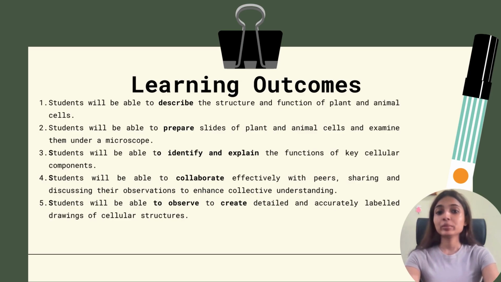Secondly, students will be able to correctly prepare slides of plant and animal cells and examine them under a microscope to identify the key cellular components, which falls under step 5, microscopic investigation, where students will examine the prepared slides under the microscope. Thirdly, students will be able to identify and explain the function of key cellular components observed through step 5, where the teacher will encourage the students to identify and explain the main components of the cells.